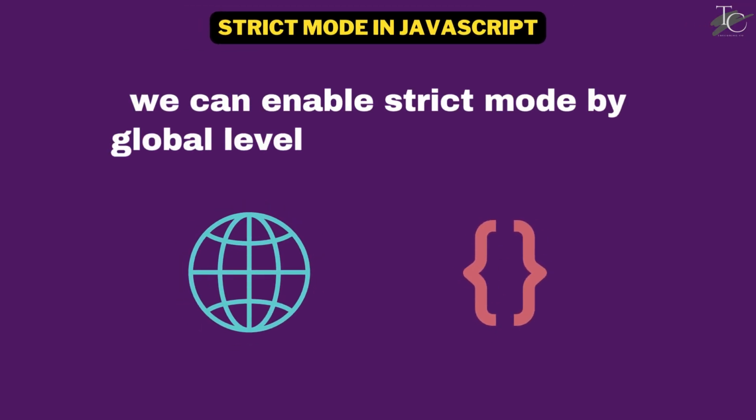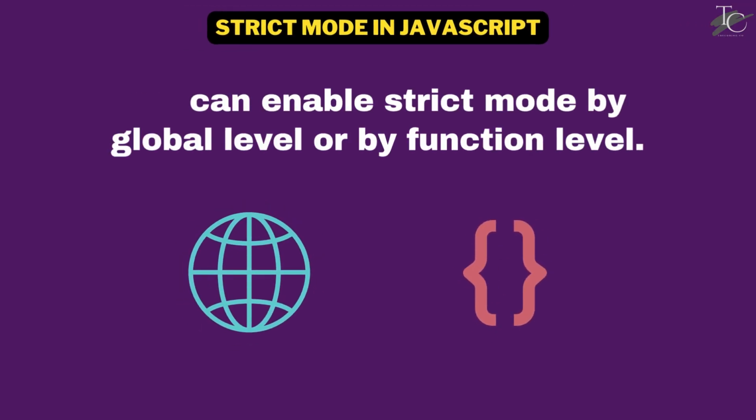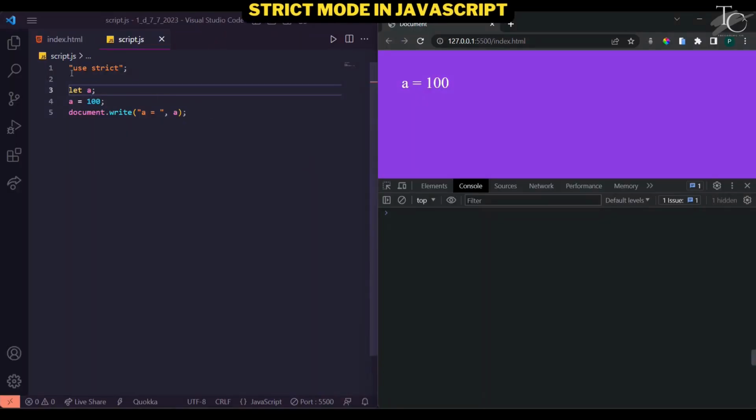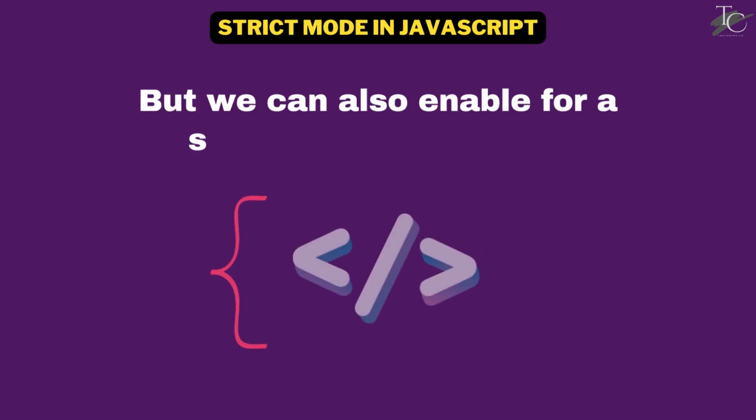We can enable strict mode at the global level or at the function level. This is for the global level. If we write "use strict" at the beginning of the script, it is enabled for the whole script. But we can also enable it for a specific block of code.